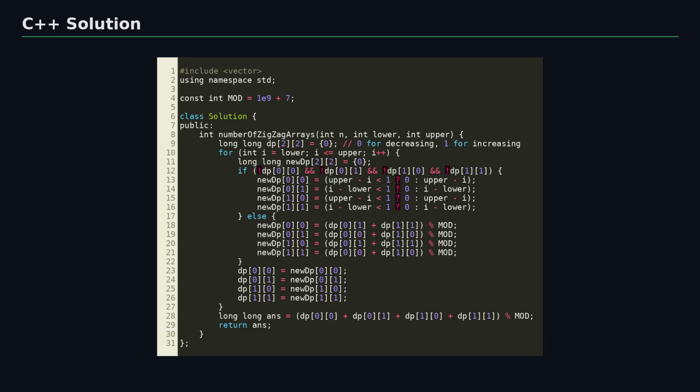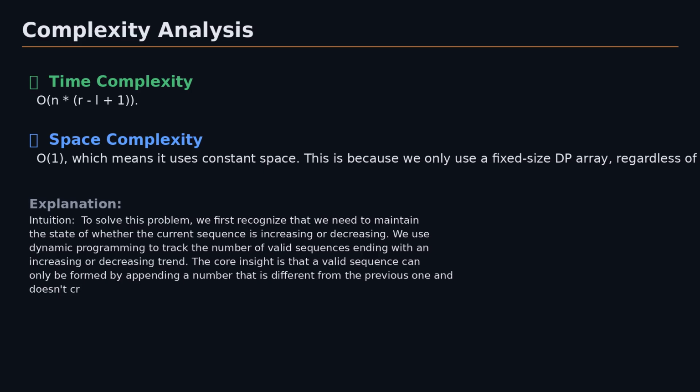We check if the current sequence is the first one. If so, we initialize the new dp array based on the given range. Otherwise, we update the new dp array based on the previous state. We then update the dp array with the new values. And finally, we calculate the answer by summing up all the valid sequences for all numbers in the given range.